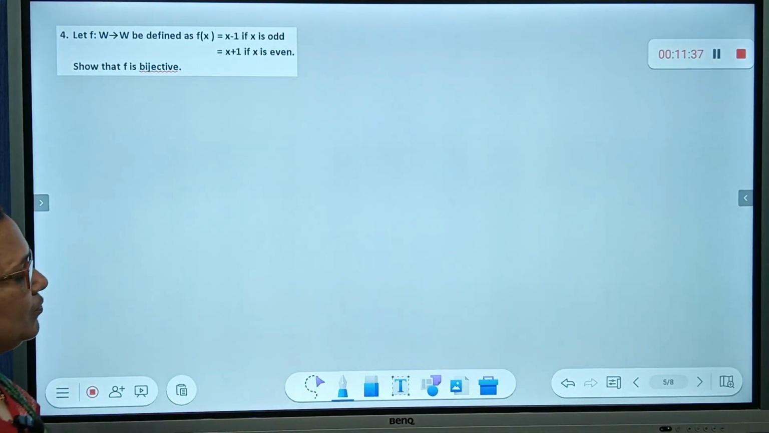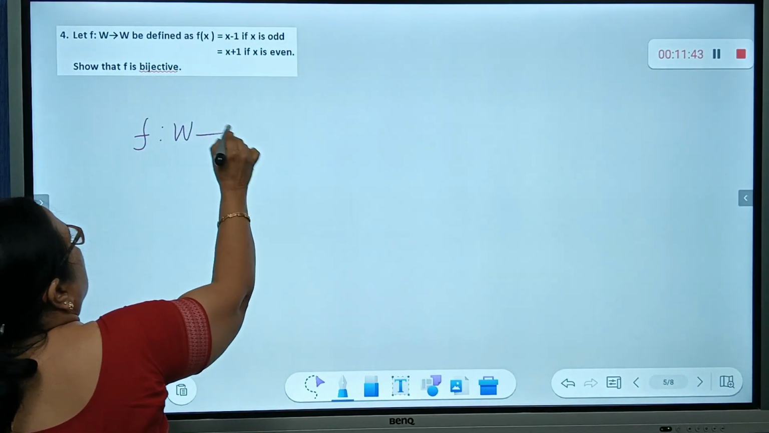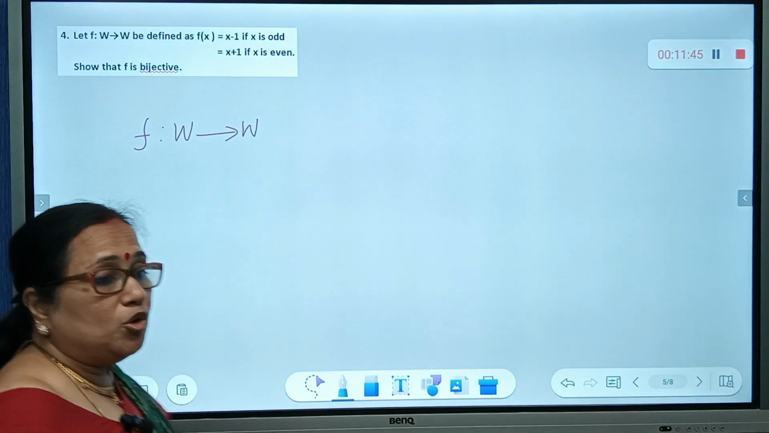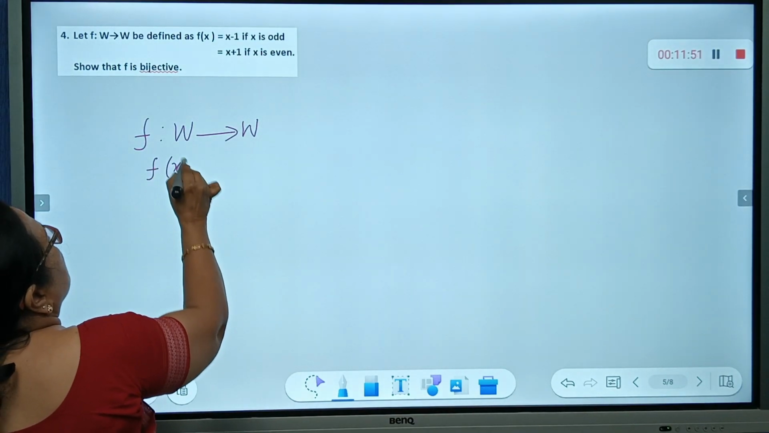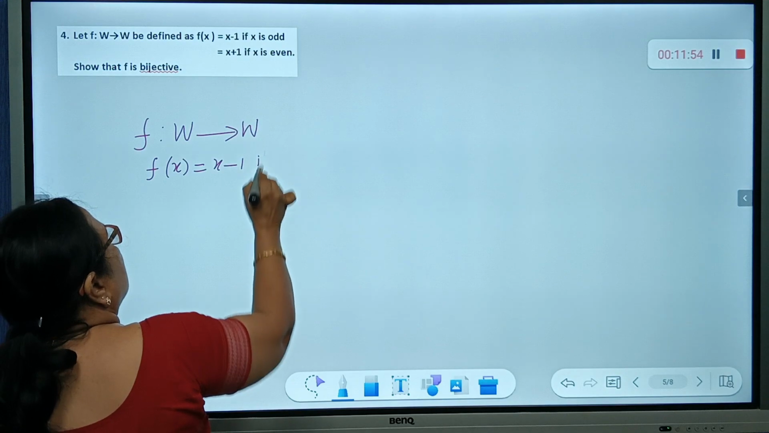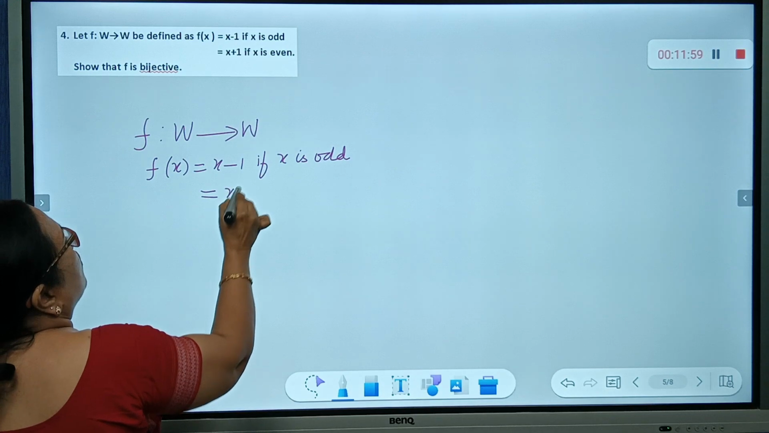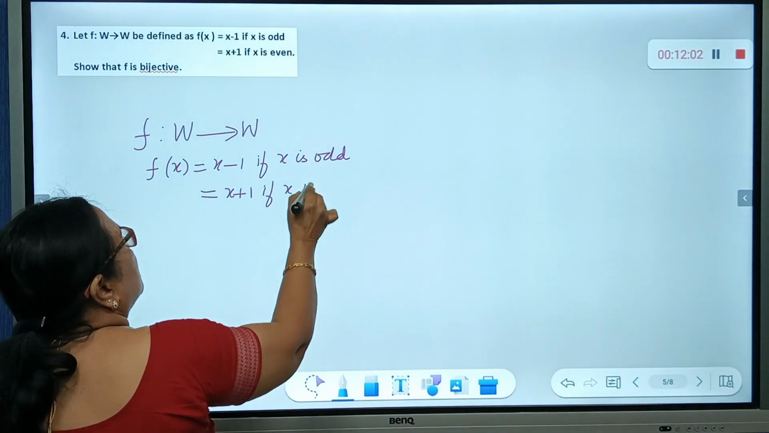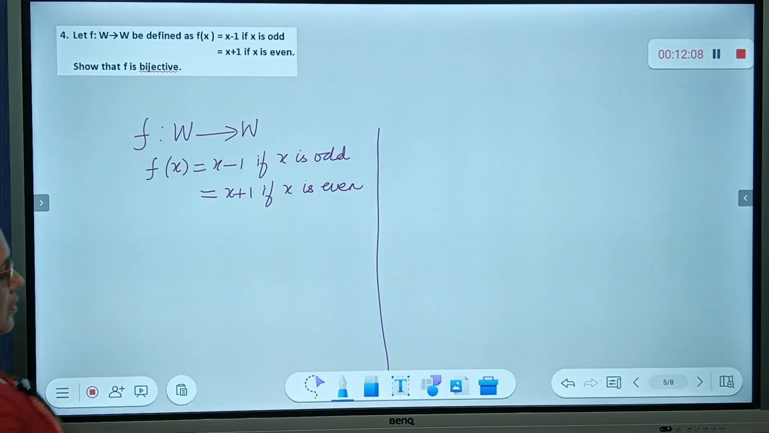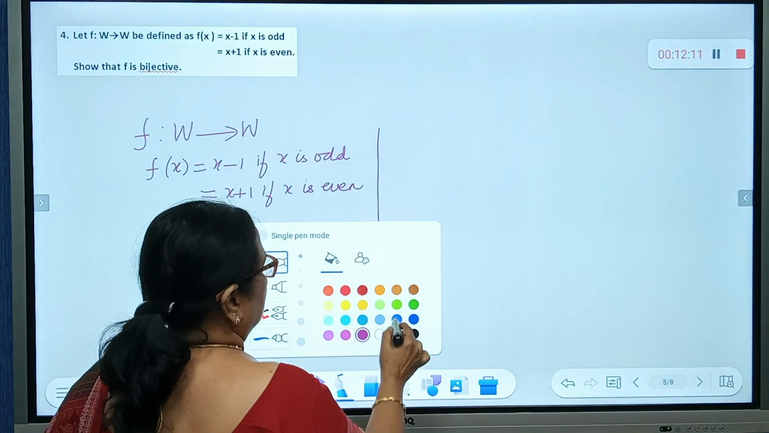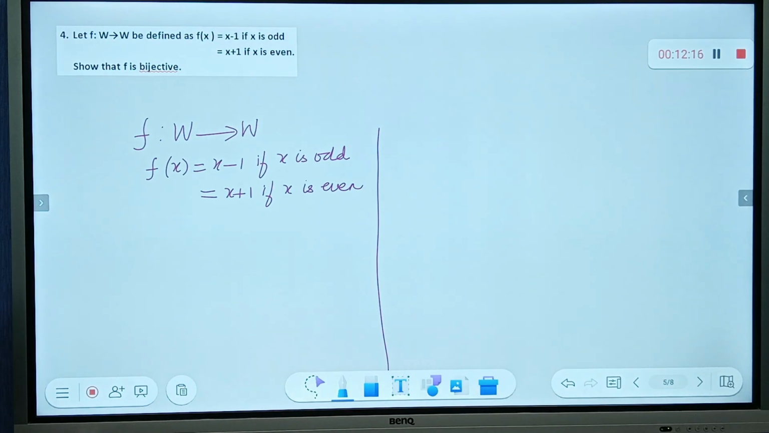Now look at this problem. F goes from W to W. What does W mean? W is the set of whole numbers such that f of x equal to x minus 1 if x is odd. It is equal to x plus 1 if x is even. You have to prove it is bijective.